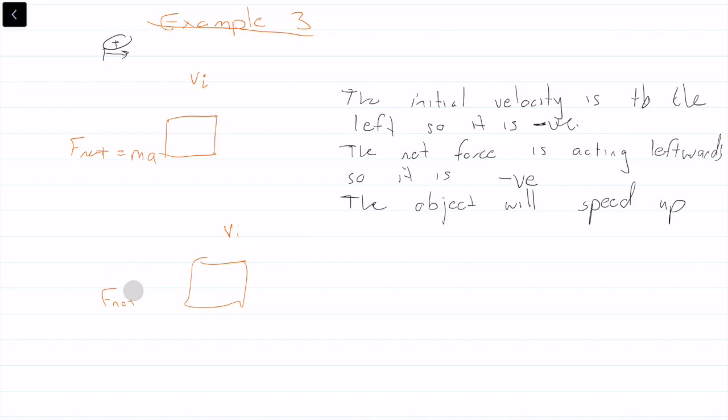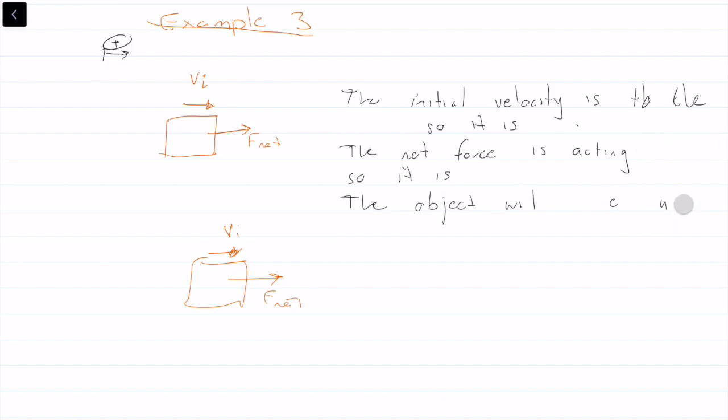So here we're going to look at the opposite, basically. In this last example, our initial velocity is to the right and our net force is to the right as well. So let's say the initial velocity is to the right, so that is positive. The net force is acting rightwards, and so this is also positive, because I've defined the direction as being positive to the right.